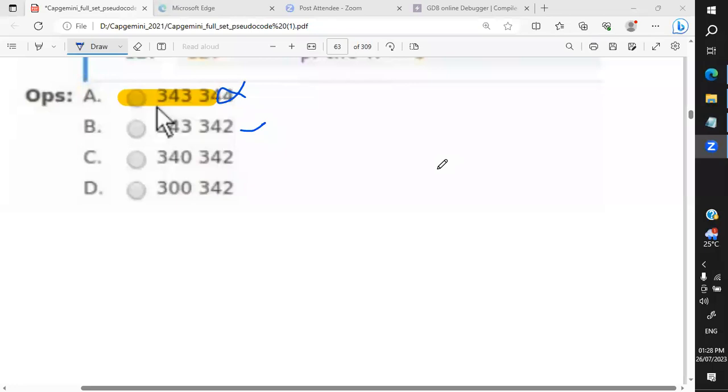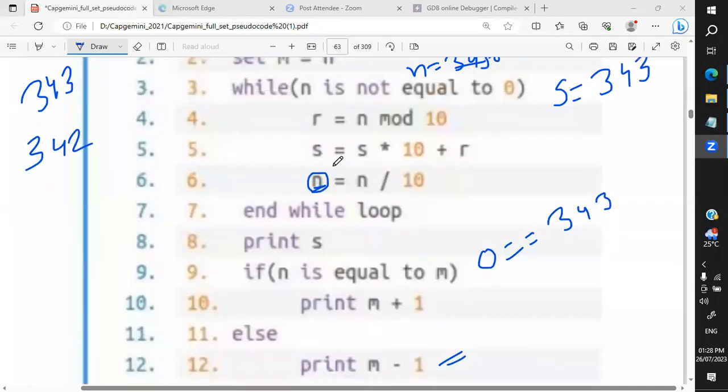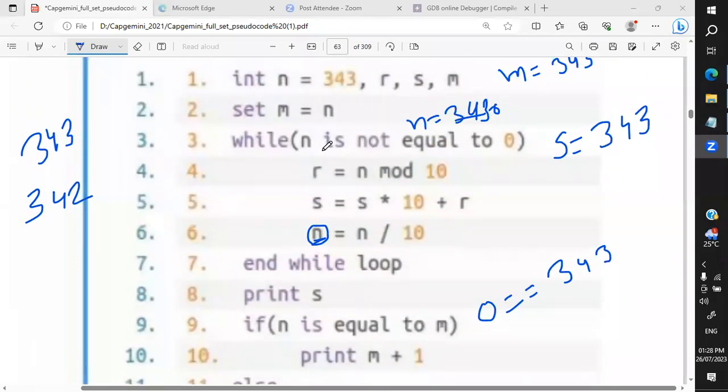S value is 343 because we calculated reverse here. See what S is doing? What are we doing here? Logic. 343, n not equal to 0. Enters inside, r equal to 343 mod 10, which is 3. S is initially, we have to consider 0. It's not there, but we have to consider 0. 0 into 10 is 0 plus r. It will add 3. Next time, n equal to n by 10, n will become 34.